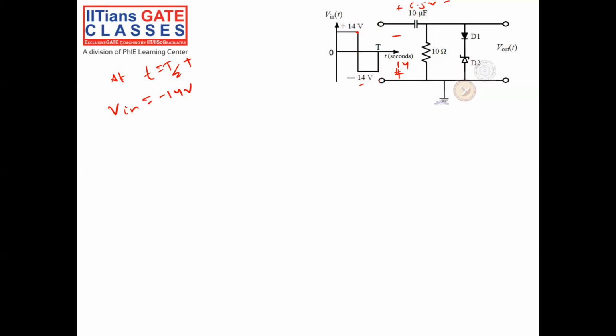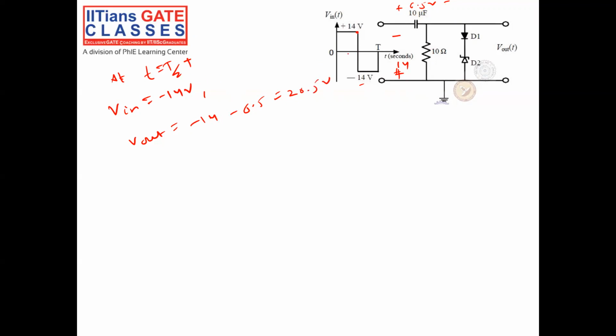When V in is minus 14 volt, the capacitor is already charged to 6.5 volt. What will be my output at that time? My V out will be, if you see, minus 14 minus 6.5, which will be equal to minus 20.5 volt at the instant t by 2 plus.